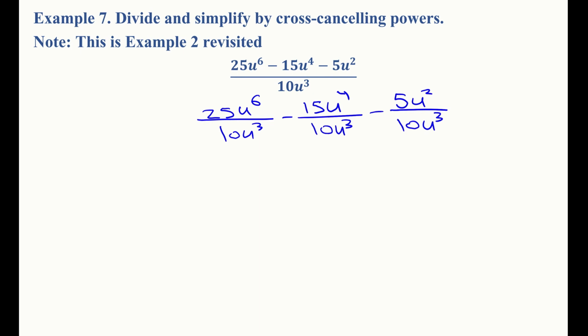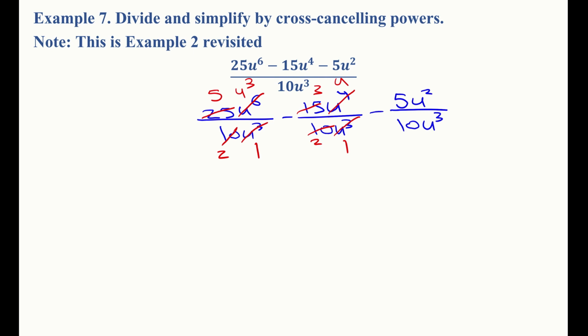So with 25 and 10, we know 5 goes into 25 5 times, it goes into 10 twice. Now with u to the 6 and u cubed, we know that the smaller power u cubed goes into itself once, and it goes into the larger power u to the 6 u cubed times. And that 3 can be found by just doing 6 minus 3, as you know. Now for the next term over, 5 goes into 15 3 times, it goes into 10 twice. Now u cubed, which is the smaller power, goes into itself once, and it goes into the larger power on the top u times, right?